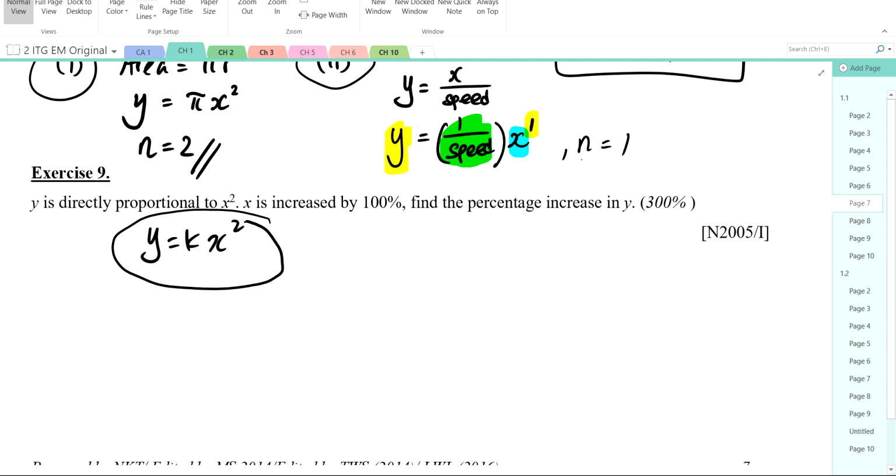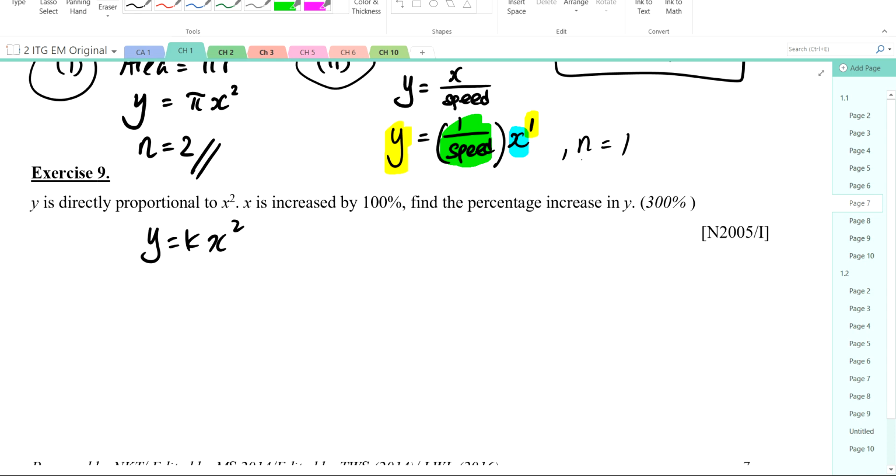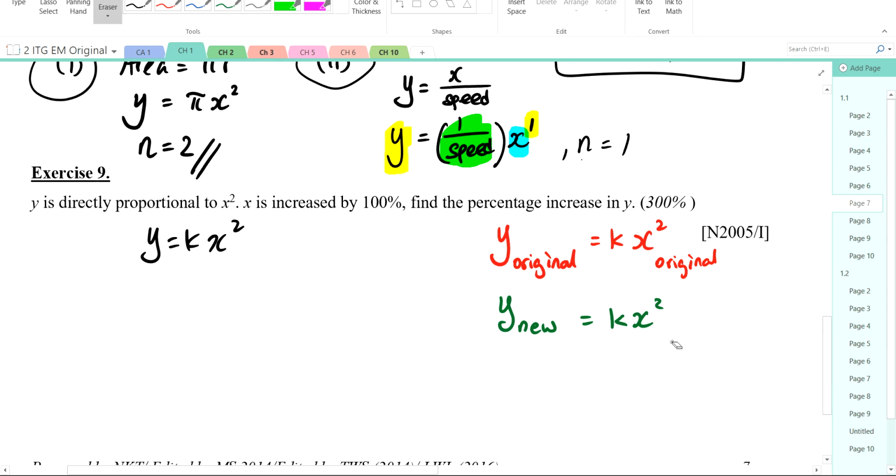X is increased by 100%. That means there is an original value of x and a new value of x. Agree? All agree? Okay. What I'm going to write down, you don't have to write down. I'm just going to write down some notes at the side. Original y equals k times original x squared. Agree? Then I've got another one. The new y is equal to k times new x squared.